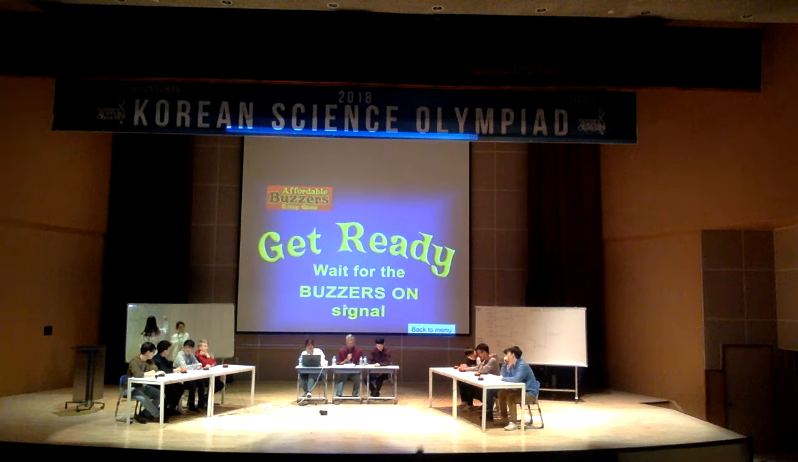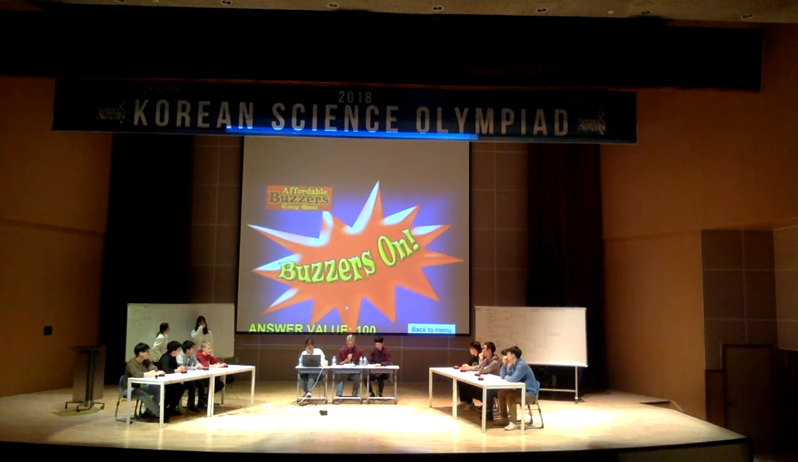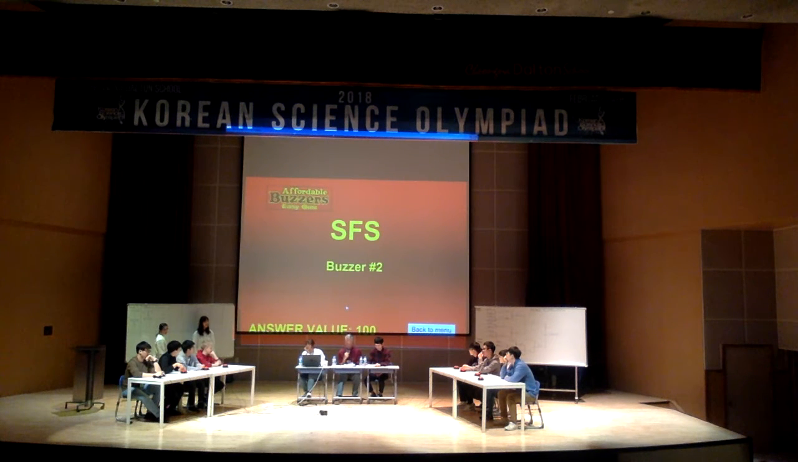The next toss-up question is also earth science multiple choice. Which of the following is the largest global reserve of carbon on Earth? A, oceans, B, soils, C, vegetation, or D, atmospheric CO2? SFS. A is correct.